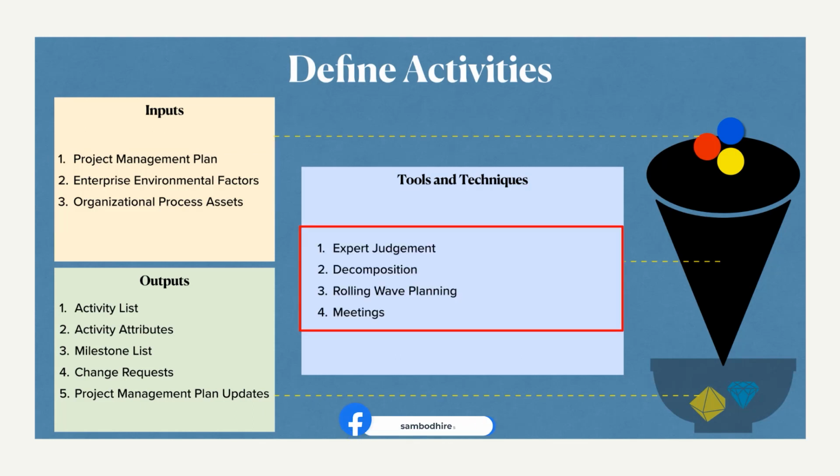What do we have as tools? Expert judgment. See, again, repeated. Decomposition is also discussed before. This is just another name for work breakdown structure, how the bigger task is decomposed into smaller tasks. Rolling wave planning. So remember my exceptional drawing skills on the first page, the iterative rolling wave. This is going to be one of the important tools and techniques for defining the activities. And finally, the meetings.